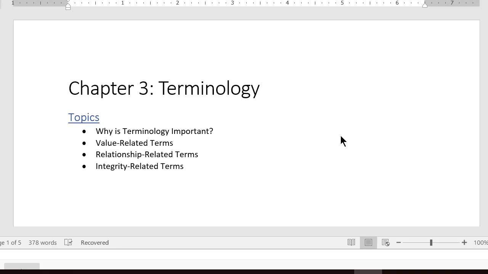So the things we'll be talking about this week are why terminology is important when you're talking to others about your databases, what the terms are for the values in a database, how you relate them, some terms about relationships, and integrity related terms. There are different ways that you can enforce integrity in a database. Those are the things we'll be talking about in this video lecture.